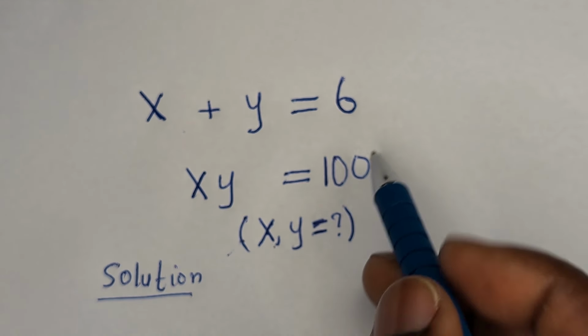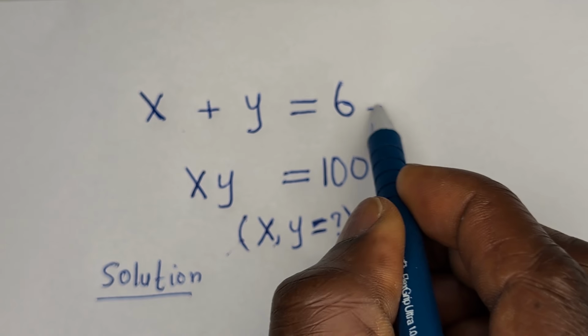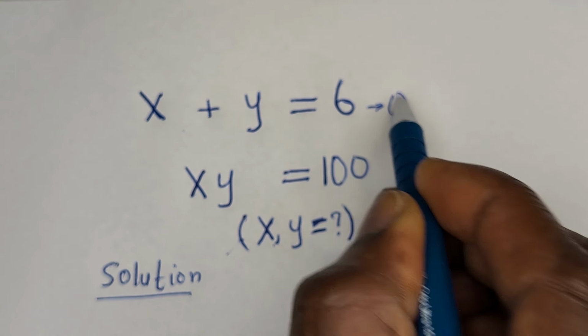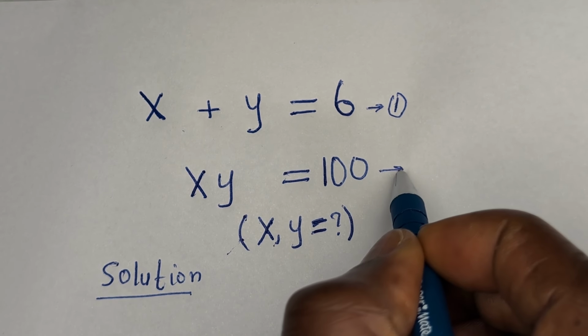s plus y is equal to 6. Let us call this equation 1. sy is equal to 100. Let us call this equation 2.